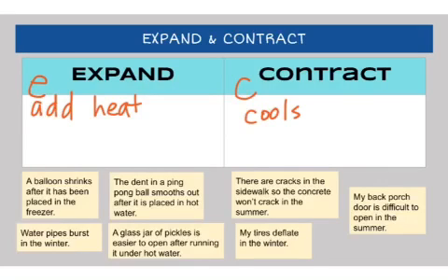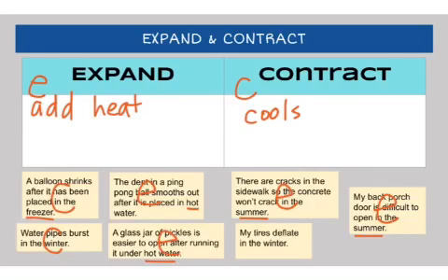So a balloon shrinks after it's been placed in the freezer. That's contracting. The dent in a ping pong ball smooths out after it's placed in hot water. The molecules are expanding. There are cracks in the sidewalk, so the concrete won't crack in the summer. That's when it's hot. That's from expansion or expanding. My back porch door is difficult to open in the summer when it's hot. That would be expand. Water pipes burst in the winter. We just talked about that. It's contracting when it's cold. And a glass jar of pickles is easier to open after running it under hot water.